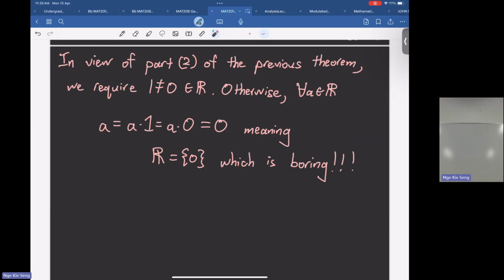But A surely equals A times 1. Last time we proved already, I mean, this is the definition. But 1 equals 0, so this thing is equal to 1 times 0. But last time we proved 1 times 0 is what? 0. So everything is 0. So inside your set, there's only 0. So this is not an interesting set to look at. So we need to require 1 is not equal to 0 to build the field.